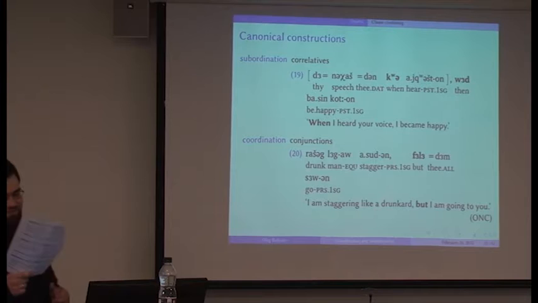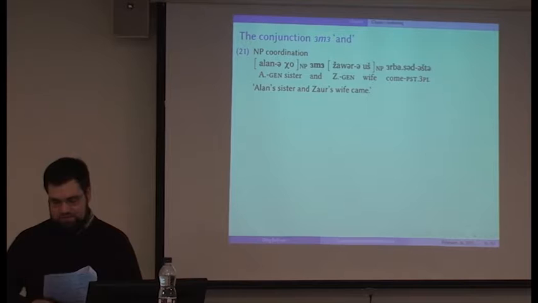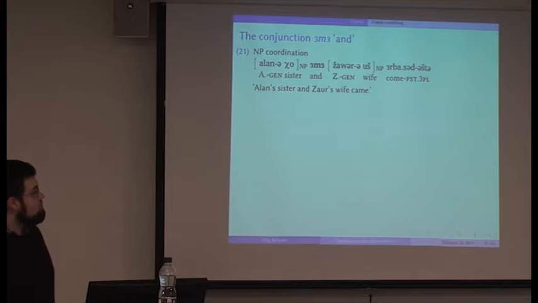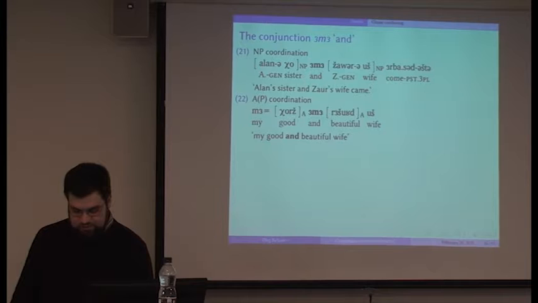Now the conjunction that will be in focus of our investigation today is the conjunction and, ama, and on this slide you can see that in general it is used as a purely standard and typical coordinating conjunction. So it can combine NPs with each other, like in 21, Alan's sister and Zaur's wife came to me. It can combine adjectives or adjective phrases, like in 22, my good and beautiful wife.